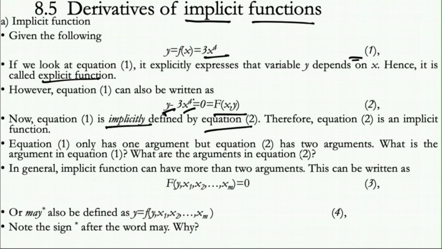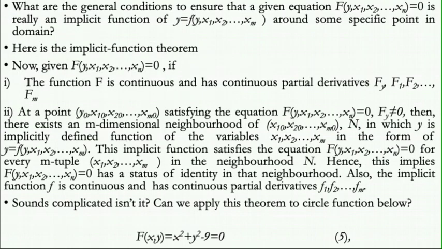But in this case, we only have two arguments in the implicit function. Can we have more than two arguments? Obviously, yes. If we have more than two arguments, then we can write it this way in generic form. On the other hand, we can also write the implicit function this way. We are still talking about the concept of implicit function. We haven't done anything about derivative of implicit function. Now, we move forward here.